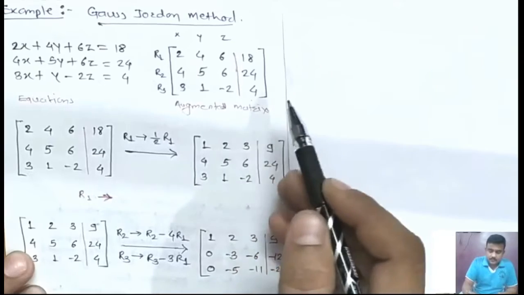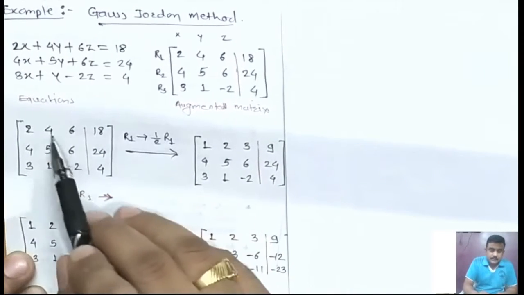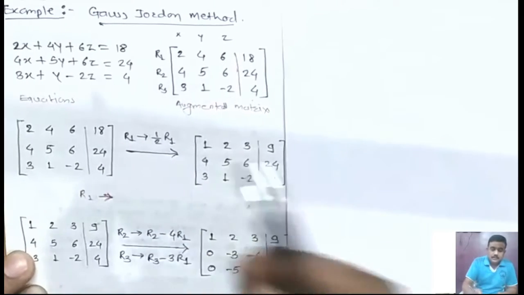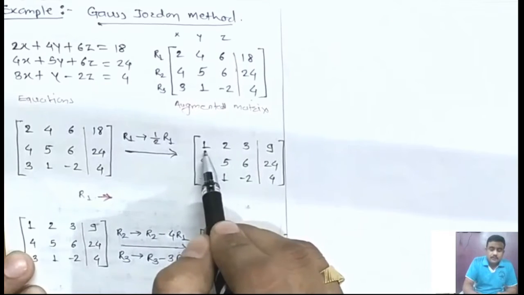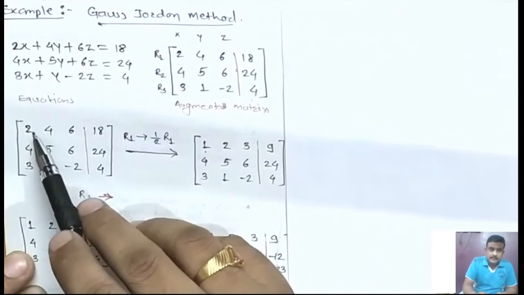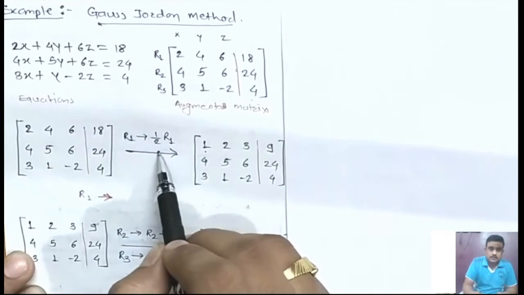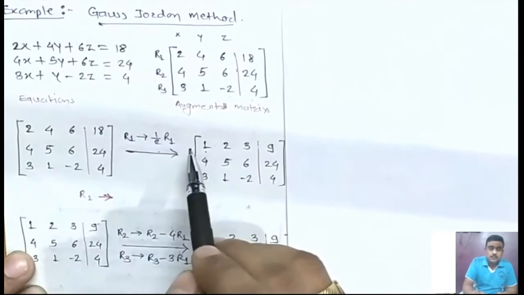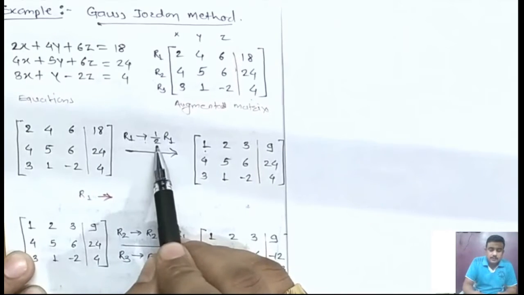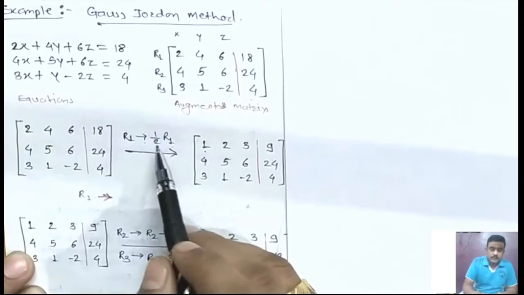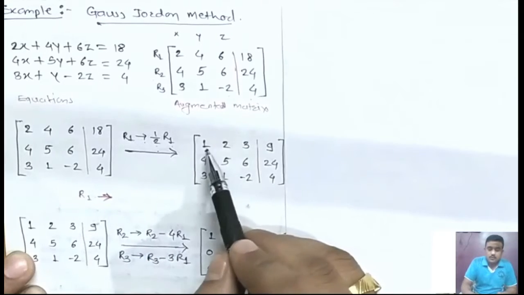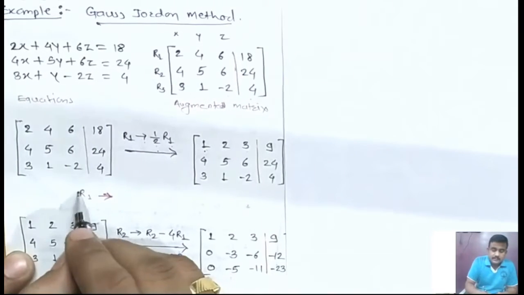So let us proceed. Here the matrix is 2, 4, 6, 18; 4, 5, 6, 24; and 3, 1, minus 2, 4. First we need 1 at the first position in the first row, first column. That's why we multiply the first row by 1 by 2, so that we convert this 2 into 1. So the row transformation is R1 changes to 1 by 2 into R1. When we multiply row 1's elements by 1 by 2, we get 1, 2, 3 and 9.